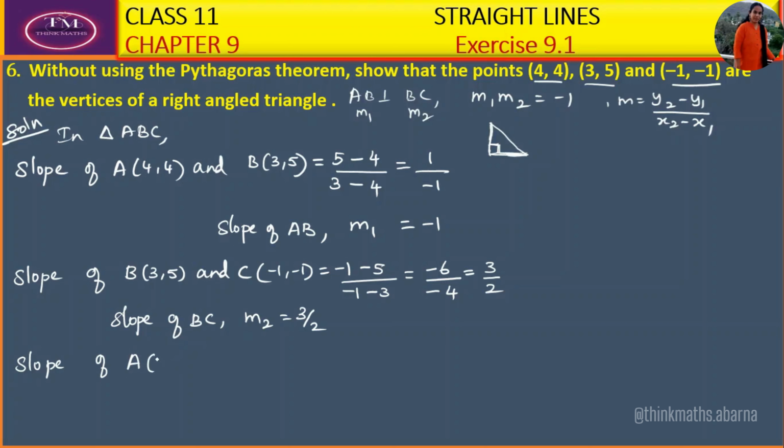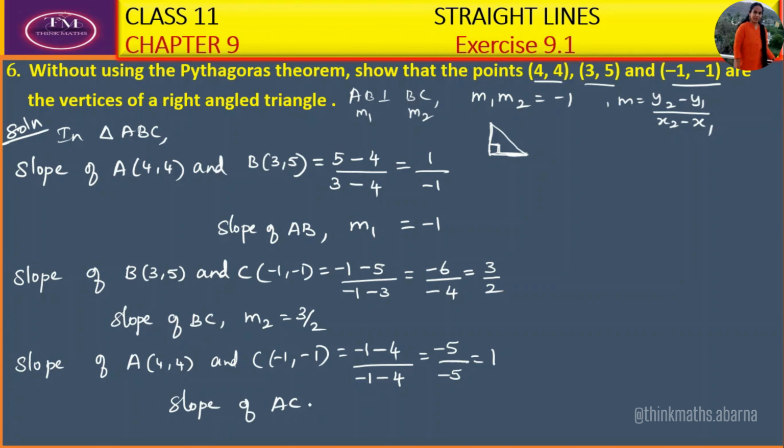So, A is 4 comma 4 and C is minus 1 comma minus 1. So y2 is minus 1 and y1 is 4, and x2 is also minus 1, x1 is 4. So it is minus 1 minus 4, we will have minus 5. This is also minus 5. So both the negatives cancel. 5 by 5 is 1. Therefore slope of AC, which is M3, is 1.